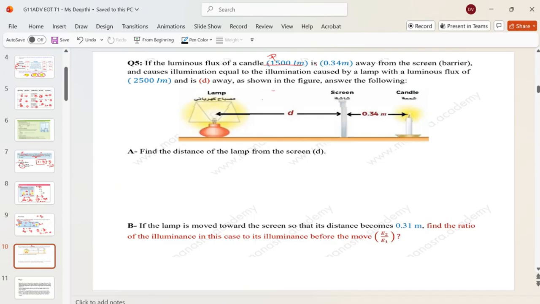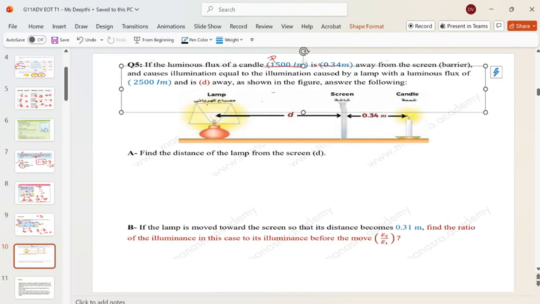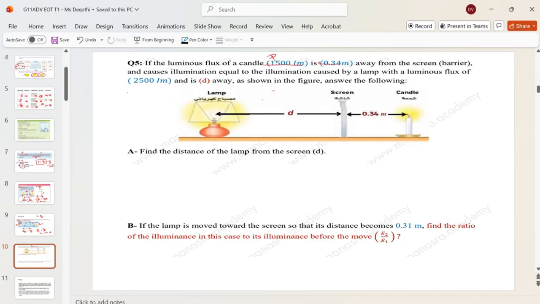And the distance of the candle is given. Now we want to find the luminous flux of the lamp is given 2500. And you want to find the distance R2, right? So let's take any one of them as the first one, let's take the candle as the first one.